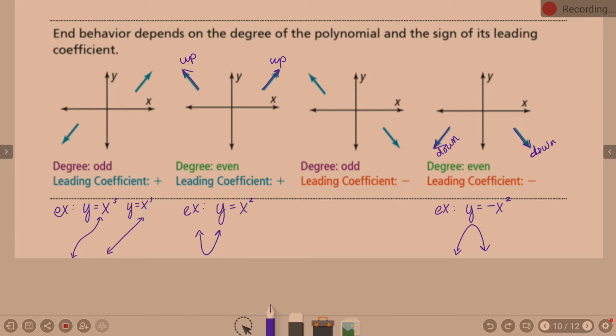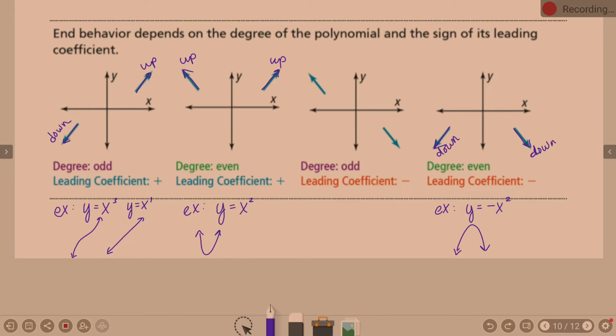And notice, the graph in both cases starts in the bottom left corner going down. And where does it end? In the top right corner, it ends going up. Anytime you have an odd degree, so 1, 3, 5, 7, 9, so on and so forth, and a positive coefficient, it's going to have this behavior.